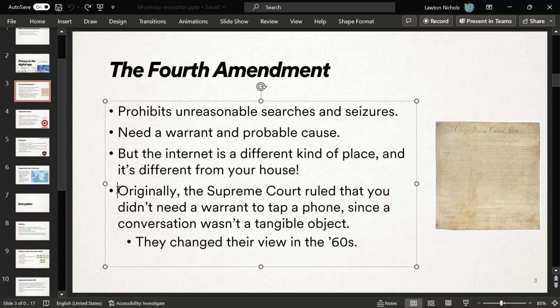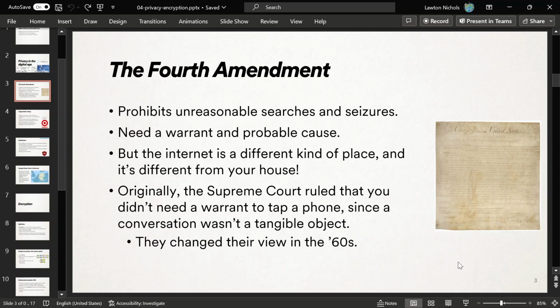So let's look at some history. Back before the internet, we had phones, of course, still. Back in the day, the Supreme Court ruled that you did not even need a warrant to tap a phone, because that's just AT&T's line outside. It's not your house. And a conversation wasn't any physical thing that you could touch and take away. So why can't we let someone listen in to that? They ruled that you didn't need a warrant to even tap a phone, but luckily they changed their mind in the 60s, and so that's better for us.